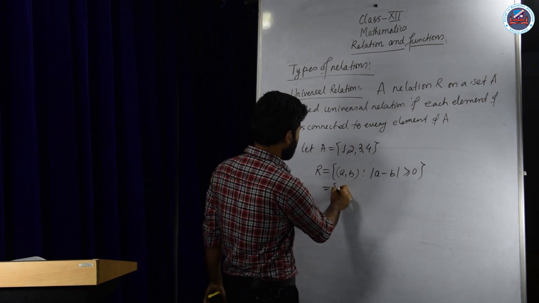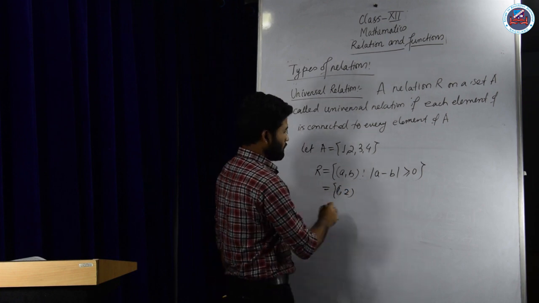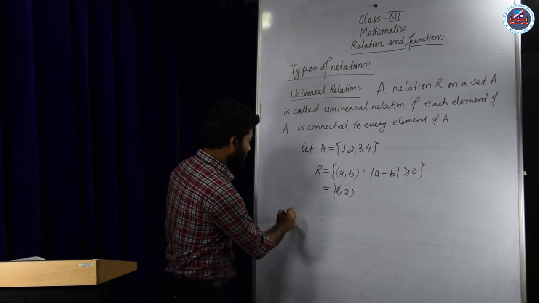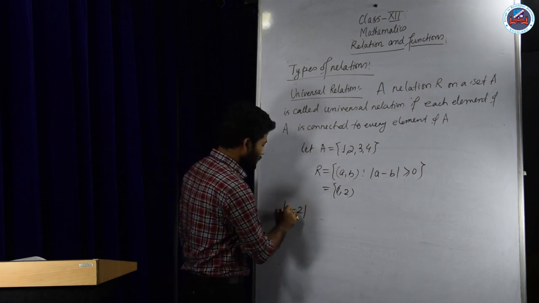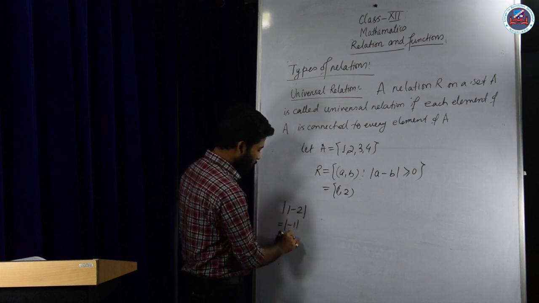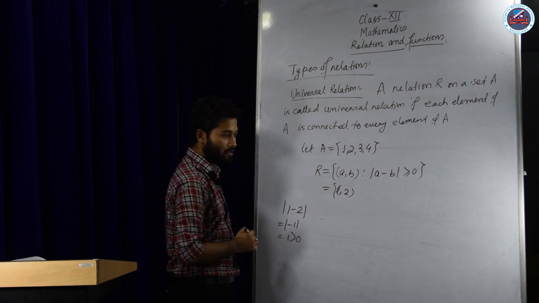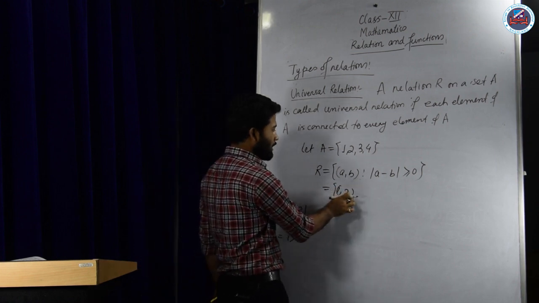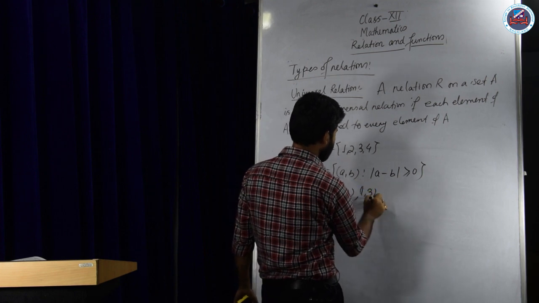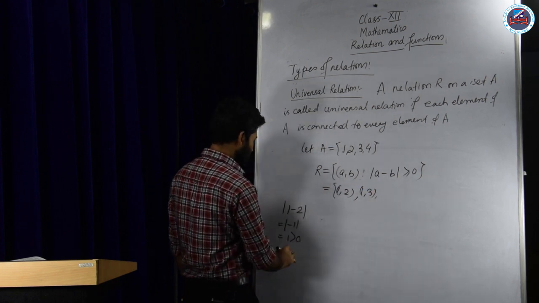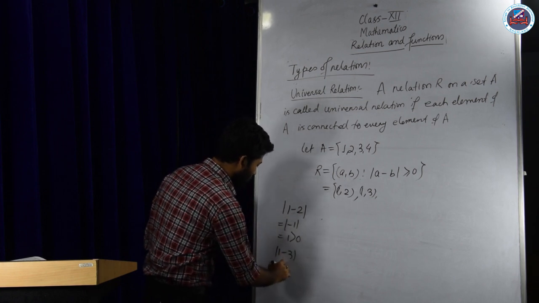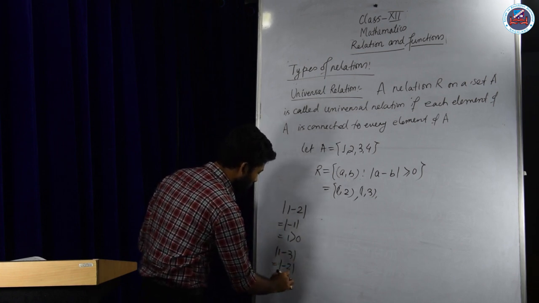If I write here 1, 2, does it satisfy this property? What will be 1 minus 2? 1 minus 2 is mod of minus 1, and that is equal to 1. So this is definitely greater than 0. That means this element satisfies this property. Second, 1, 3. Even 1, 3 will also satisfy this property, because 1 minus 3 will be mod of minus 2, and that is equal to 2, greater than 0.